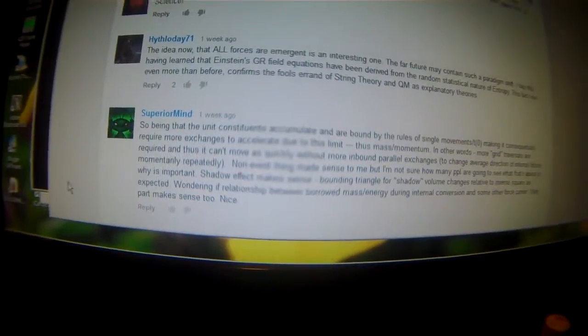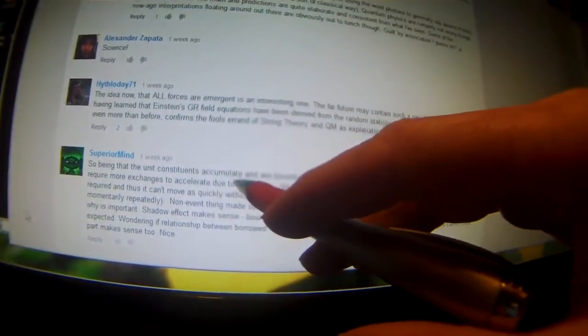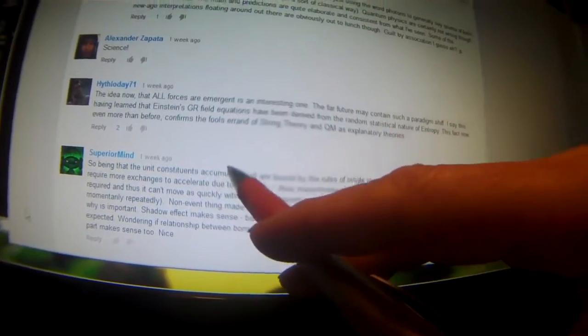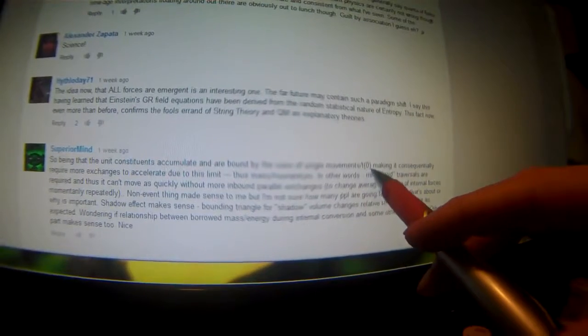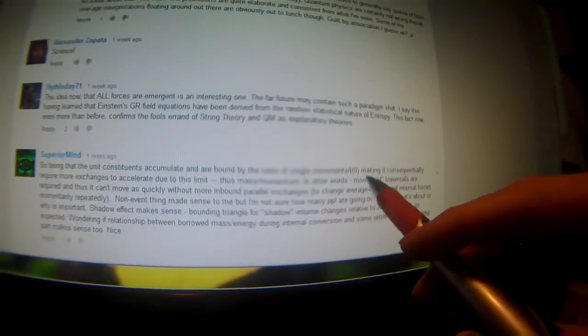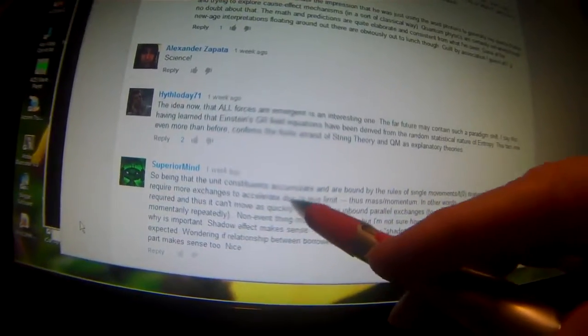Alright, so anyway, getting to the photon question. I don't know if it's related to this superior mind guy who I often find annoying. So being that the unit constituents accumulate and are bound by the rules of single movement divided by t0, making it consequentially require more exchanges to accelerate the limit. So again, what I'm saying is thus mass momentum.